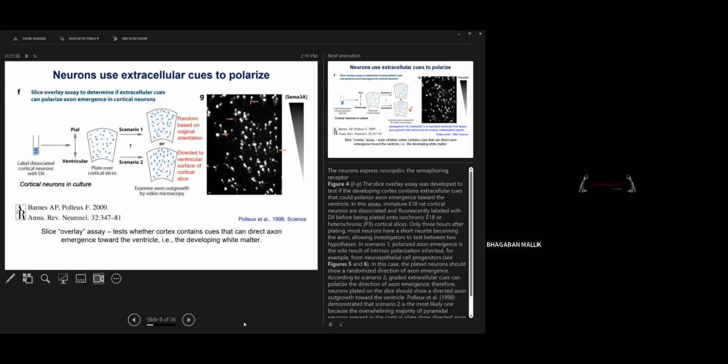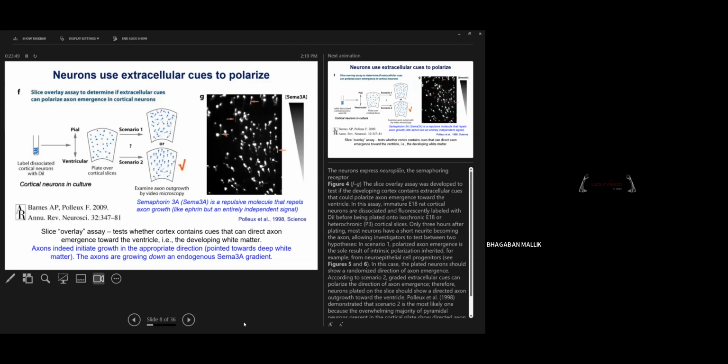And here they have seen that the neuron is actually extending its axon towards the ventricular side. That is because of the semaphorin gradient. In the cortical slice, you have this morphogen called semaphorin 3A, which is a repulsive molecule that repels axon growth. You have a higher gradient of semaphorin in the pial side, the upper side. That's why the axon is not going to the upper side.